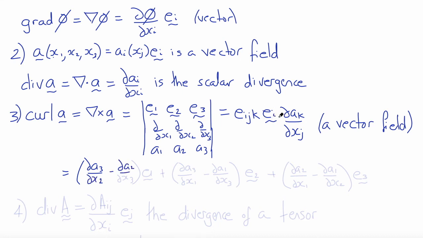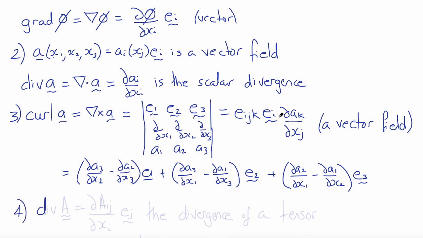And this vector would look like del a3 del x2 minus del a2 del x3 would be the e1 component, the x1 component. Del a1 del x3 minus del a3 del x1 would be the second component. Del a2 del x1 minus del a1 del x2 is the third component.